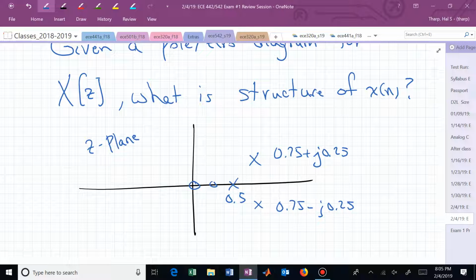You'll have a 0.5 raised to the n, and then you might want to convert that 0.75 plus j 0.25 to polar form, get its r and its angle, and then you have that angle in the argument of your cosine and sine. Losing my voice. Are there other questions?